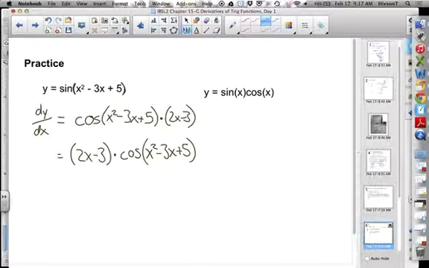Alright. How about this one? y equals sine x times cosine x. Is this our answer? This is our final answer, yes. That's the derivative. You'd have to use the product rule. Now on this one, we will need to use the product rule.